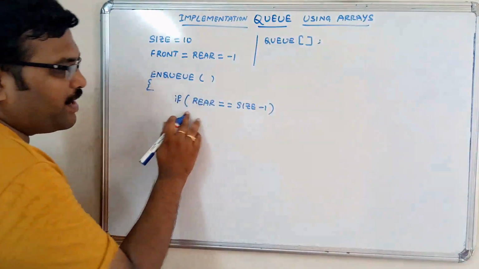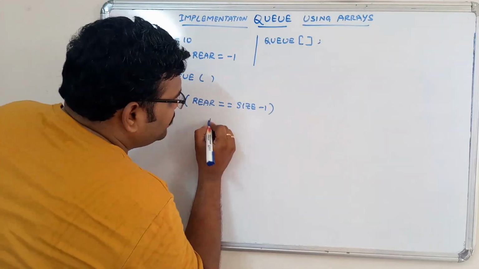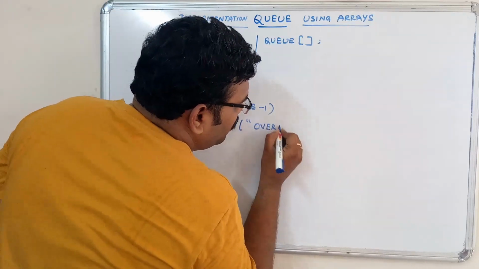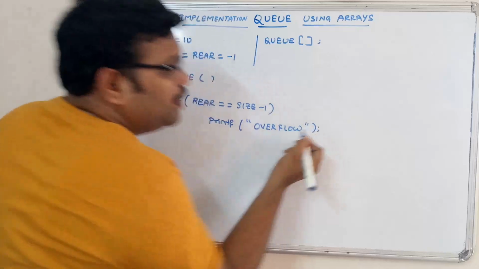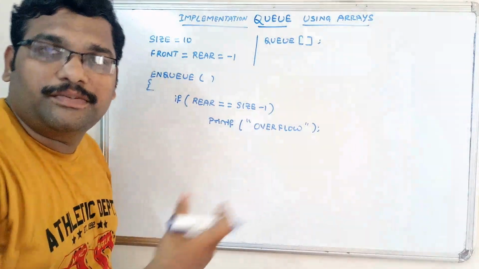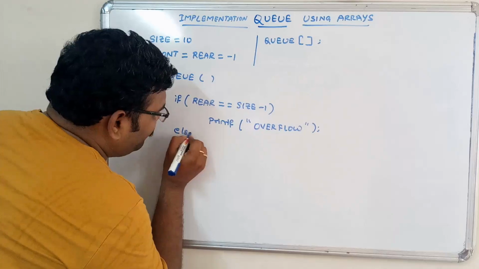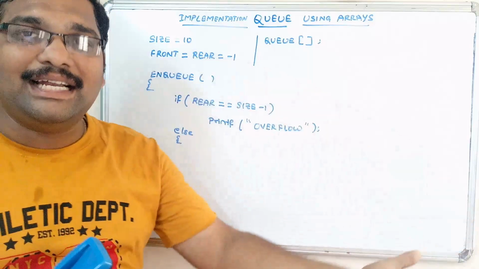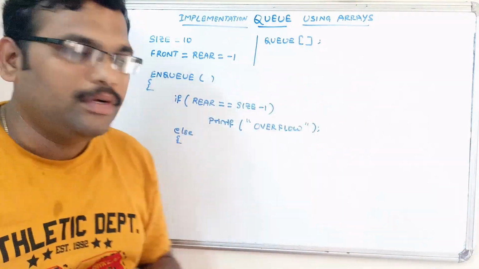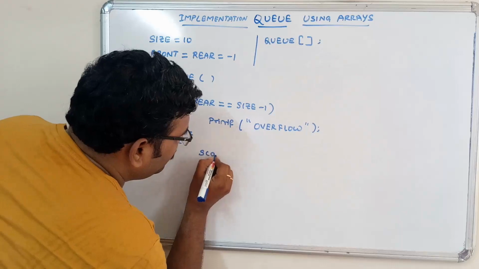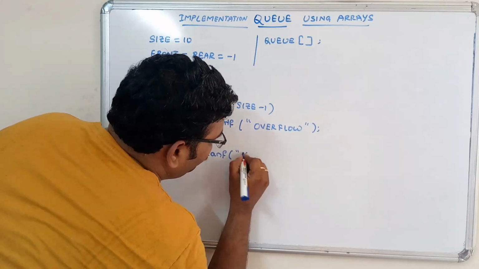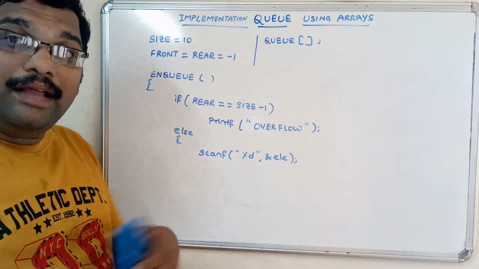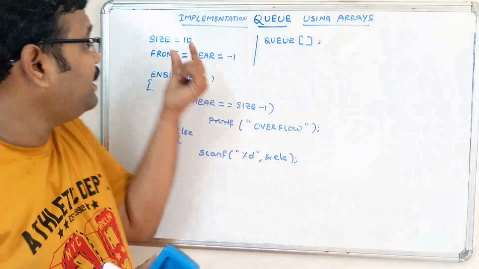So if rear is equal to size -1, simply printf overflow condition, or simply we can print the queue is full. Else, if it is not size -1, then we can insert an element into the queue. So first read the element, scanf %d ampersand element. Here again we need to check one more condition, that if front is also -1.